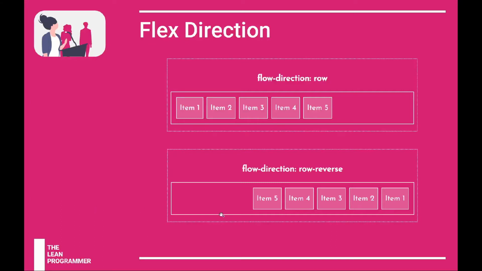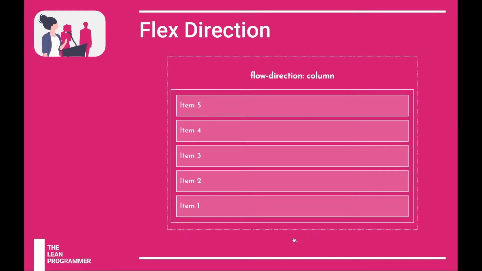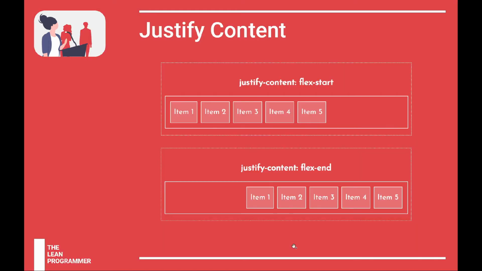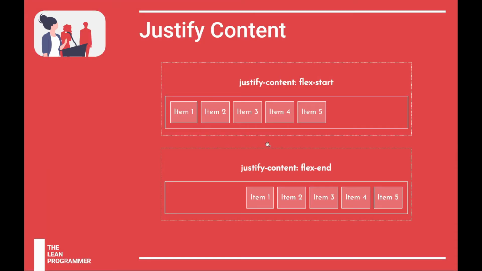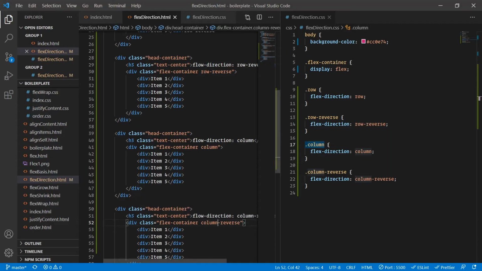In the previous video, we saw flex direction, row reverse, column and column reverse. The next property lined up for us is justify content. It's again very simple to understand. Let's quickly jump back to the code.